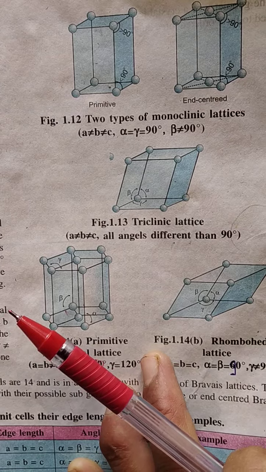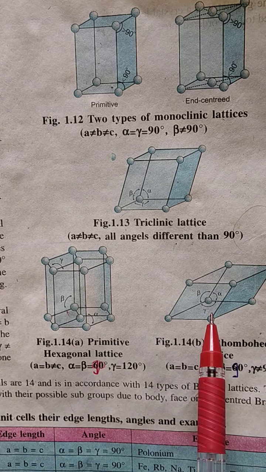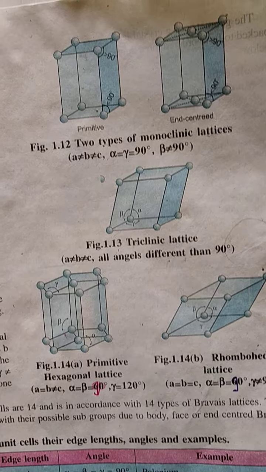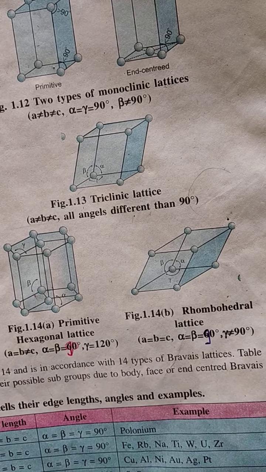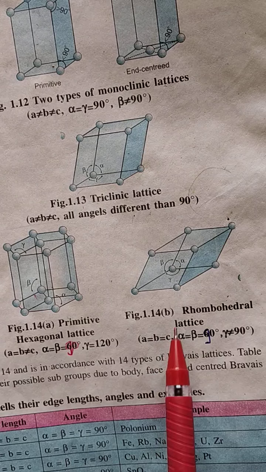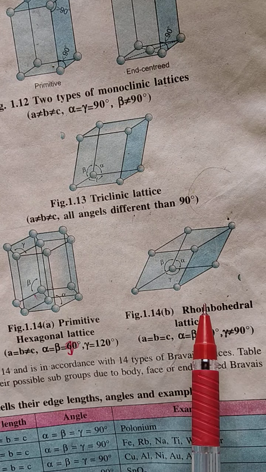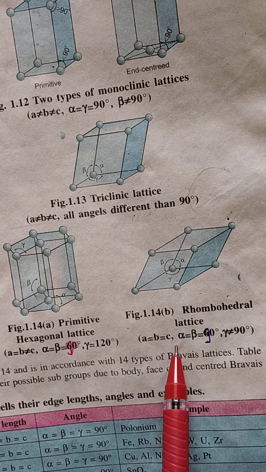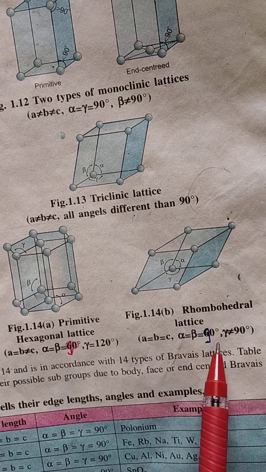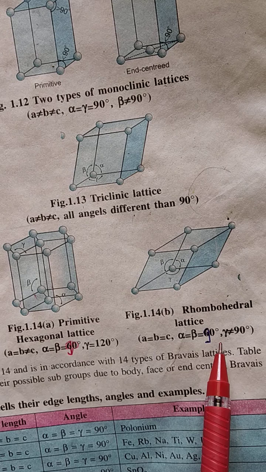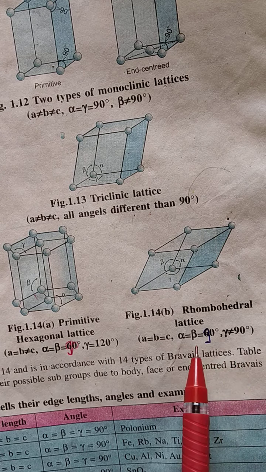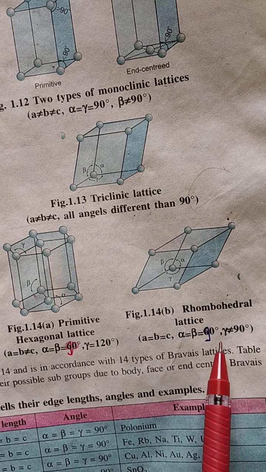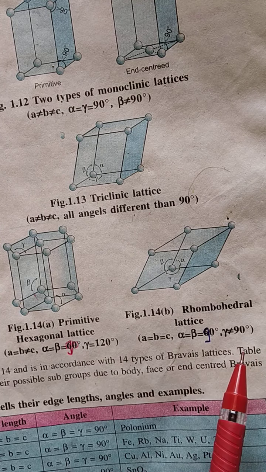And last one is rhombohedral lattice. In a rhombohedral lattice, all edges are same. That means what? A is equal to B is equal to C. In rhombohedral unit cell, all the sides are equal in length. Two axial angle are equal. Alpha is equal to beta is equal to gamma is not equal to 90 degree.